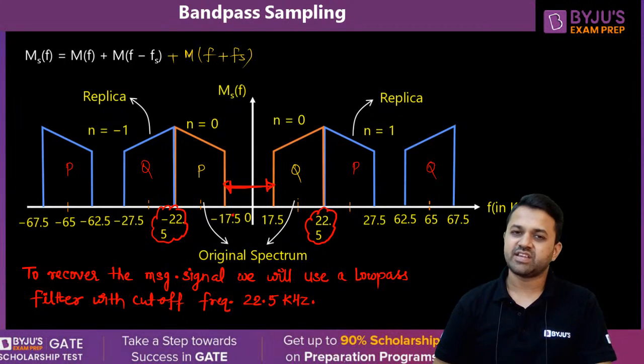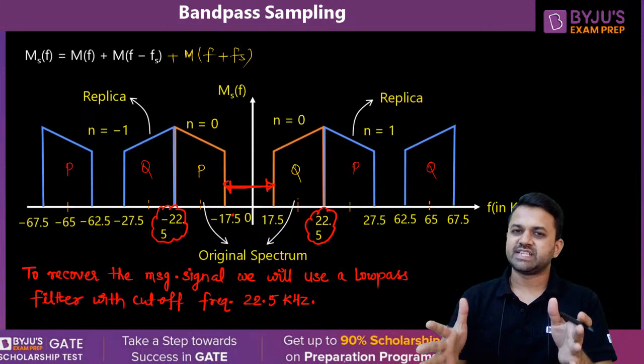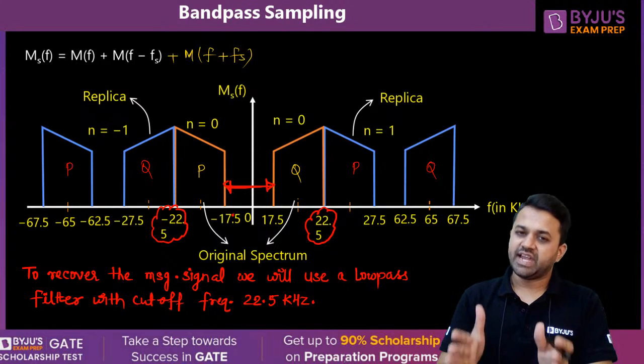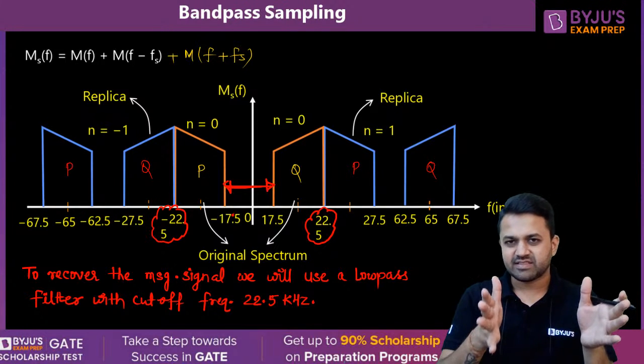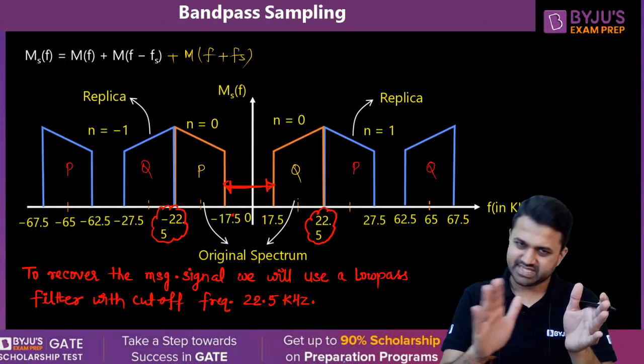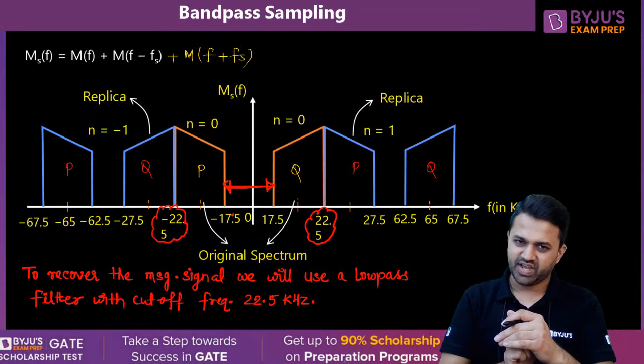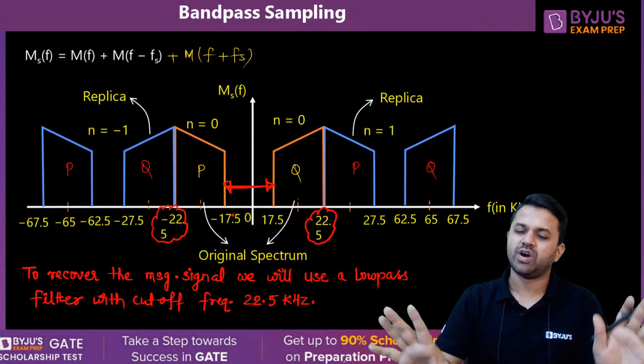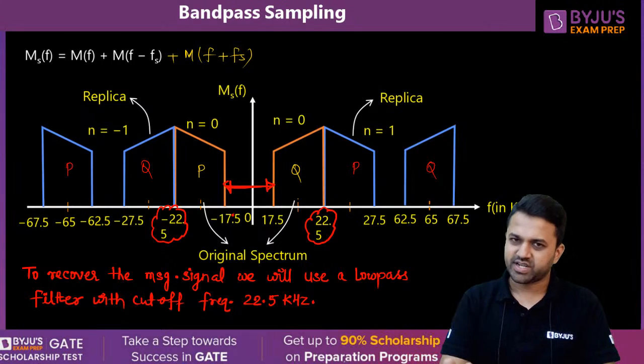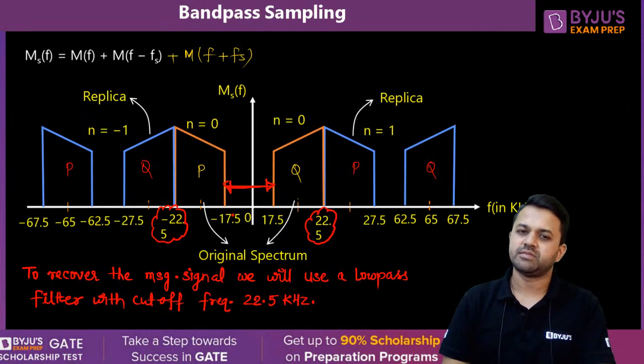pass filter has the high cutoff frequency, which is 22.5, and along with that we are wasting the frequency ranging from minus 17.5 to 17.5, because there is no other component, and actually there should not be any other information between minus 17.5 to 17.5.